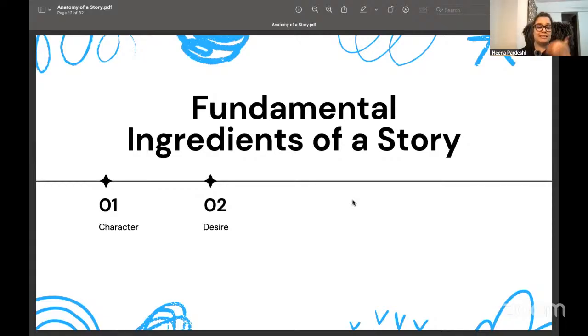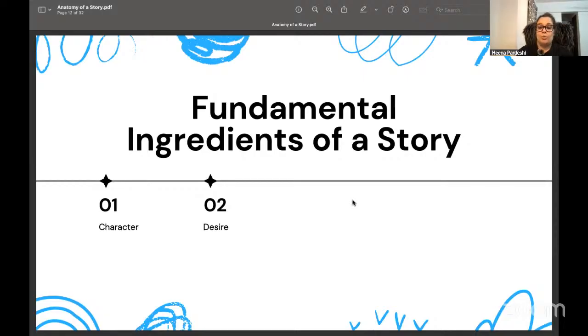That will be meeting resistance, which we'll be talking about in the following sections. But desire is a very, very important component when it comes to character creation. And a story is literally nothing without a character.